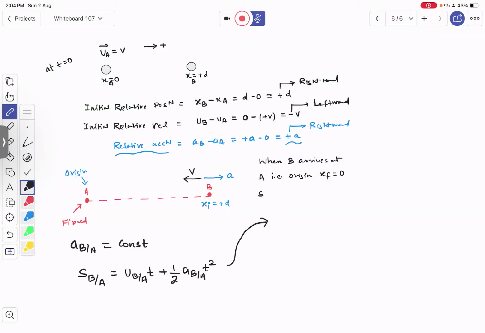So whenever B arrives at the place of A, the displacement of B with respect to A is the final position of B with respect to A minus the initial position of B with respect to A. And how to find this? That is easy. Literally, I'm thinking A is not moving, and initially B is located at a location which is plus T. When B arrives at the place of A, which is the origin, he is at 0. So the final is 0, so 0 minus T. So the displacement of B with respect to A is minus T.